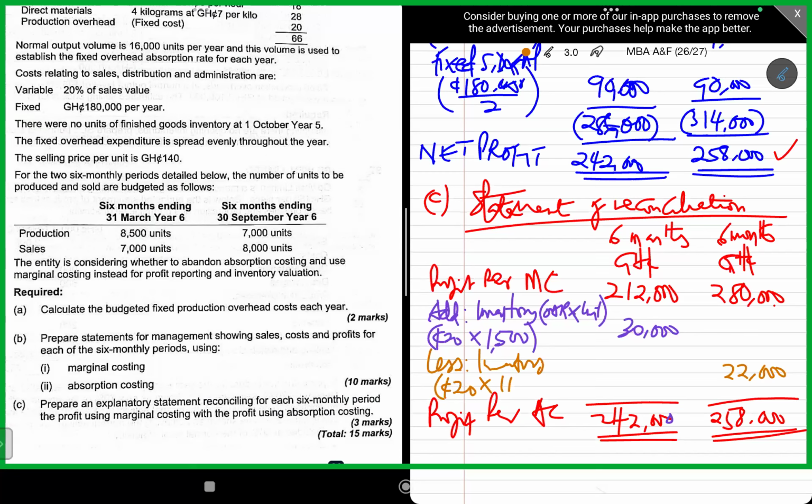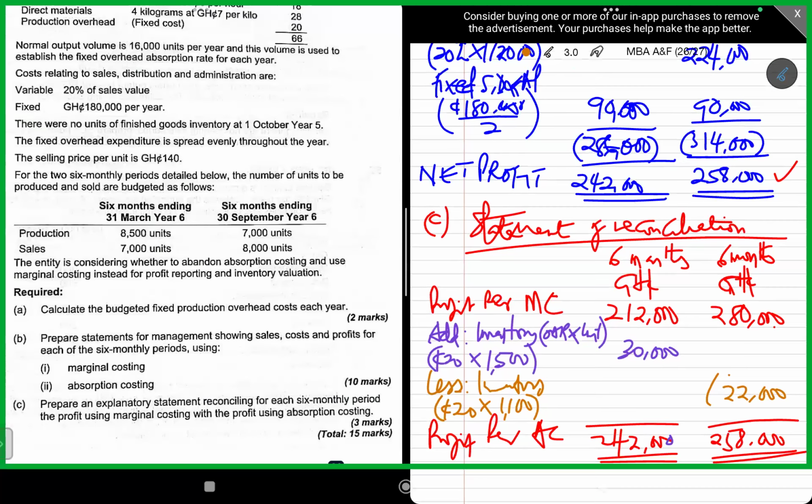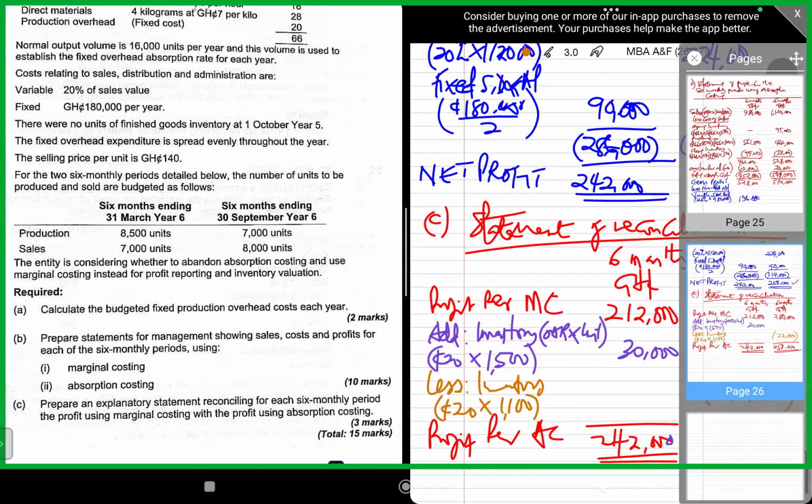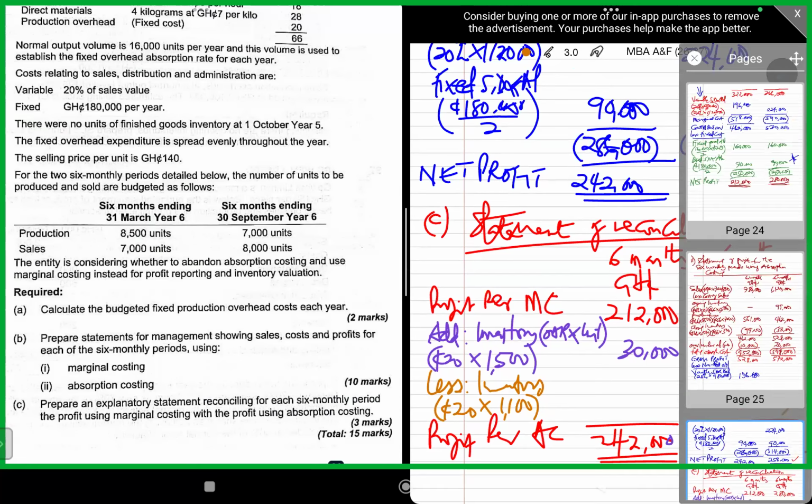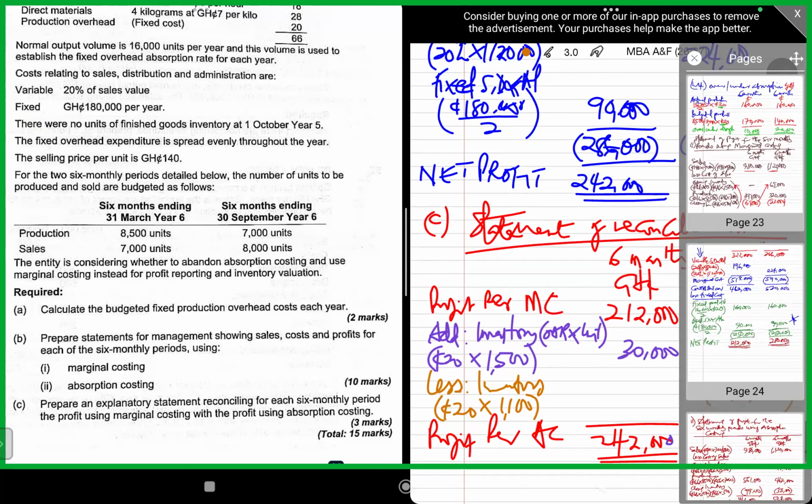Why 1,100? Okay, so let us go and check. Divided by 20. We have to less the inventory, so we have to less the figure here. So let us go and check our workings and computations carefully. Let us go to the marginal costs and see why the figure is wrong.